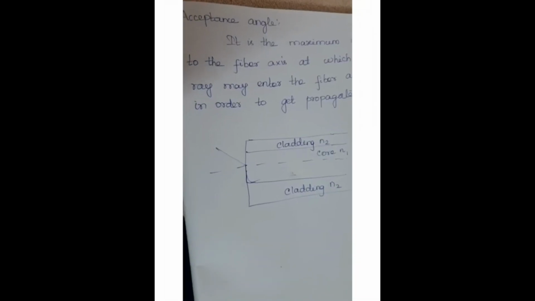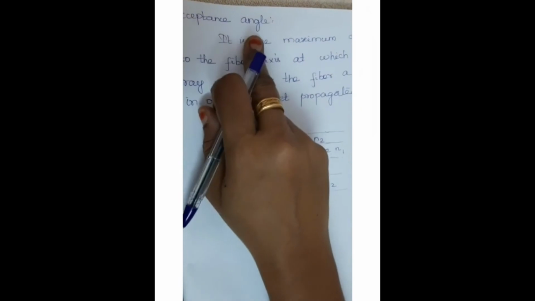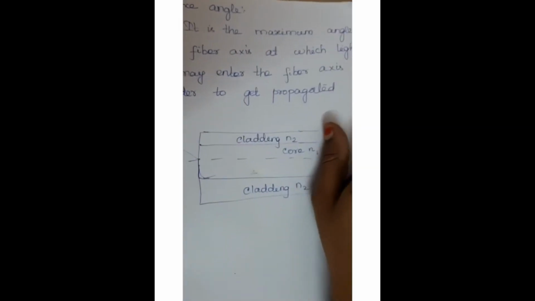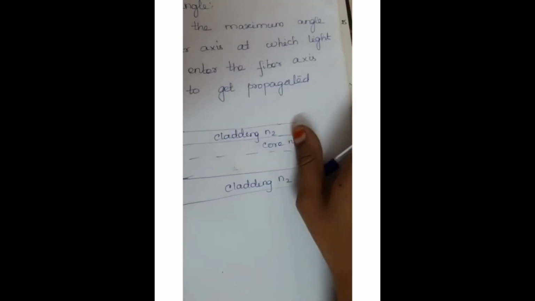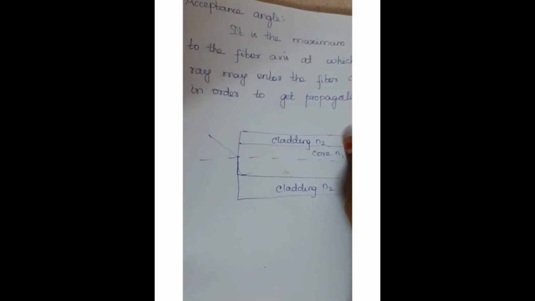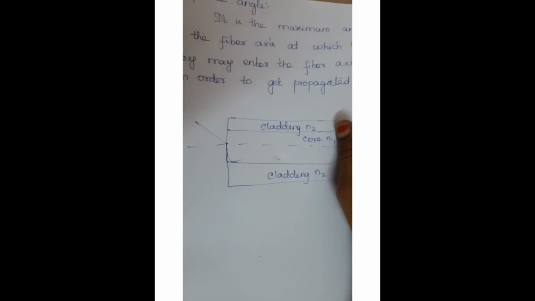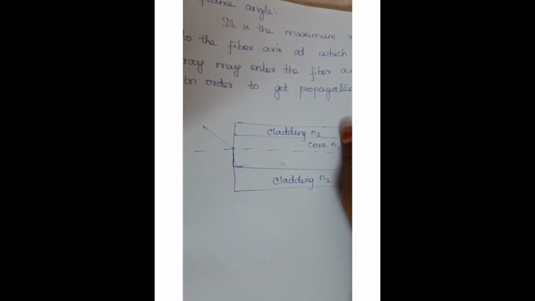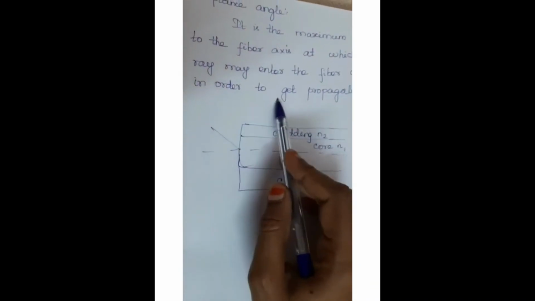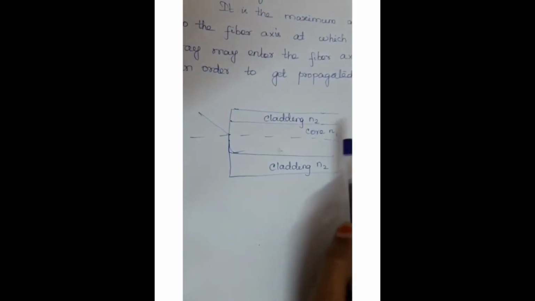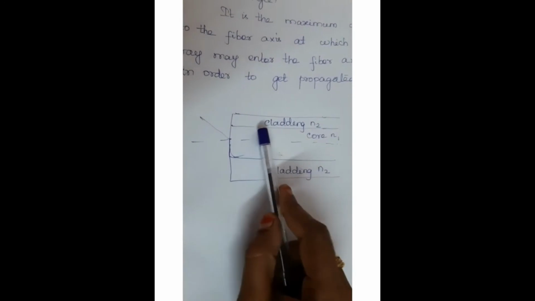So students, the next topic is the acceptance angle. What do you mean by acceptance angle? It is the maximum angle to the fiber axis at which the light may enter the fiber in order to get propagated. So in order to get the light propagated, the light ray may enter the fiber axis. Okay, so this is the acceptance angle.